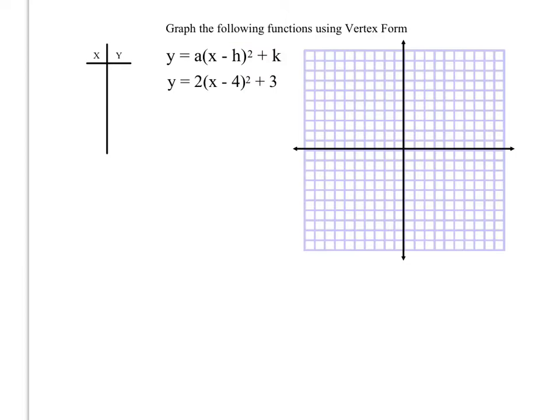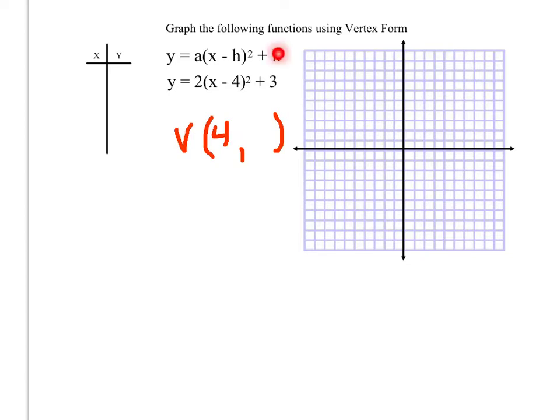Here's our first example with y equals 2 times x minus 4 quantity squared plus 3. So the first thing we want to do is figure out where that vertex is, and our vertex is going to be in the same place at (h, k). And again, (h, k) is the x, y of the vertex. So if you'll notice, this says x minus h, and this is x minus 4. Notice the signs are the exact same, so our x coordinate then will be 4.